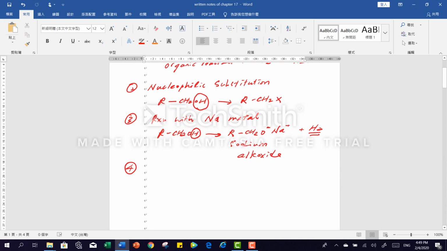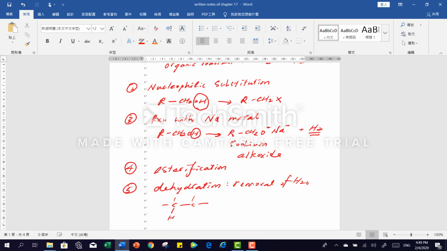And then the fourth reaction is the reaction that you learned in IGCSE. So I'm not going to say so much here. Just tell you it is esterification. As the name goes, of course, it produces an ester. The fifth one is dehydration. Dehydration, as the name goes, is the removal of water.